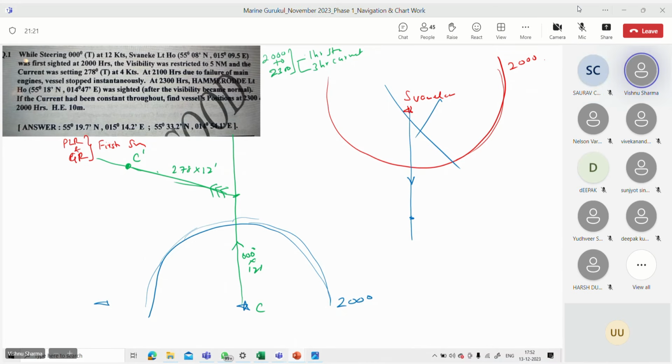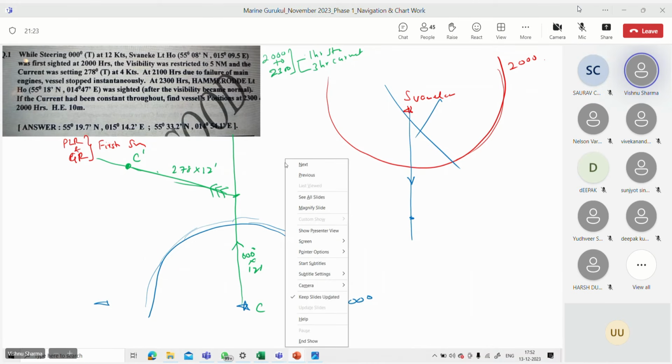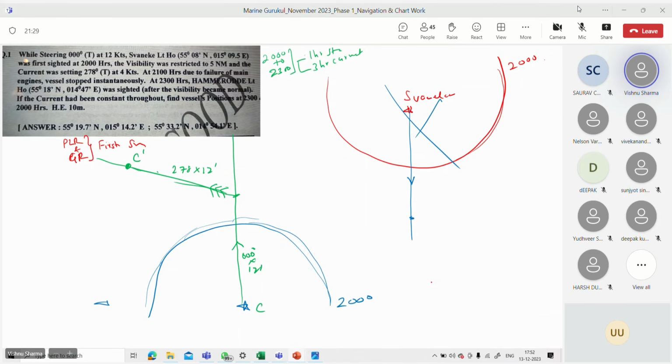Okay. Now with the same radius as the circle at the Swannick light, I put the compass at C dash and draw a circle here. This becomes 2300 RPC. Up to this place, it makes sense. Yes, sir. This red one is 2300 RPC. Does everybody agree? Yes, sir.